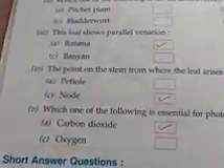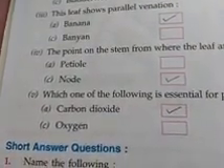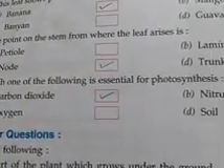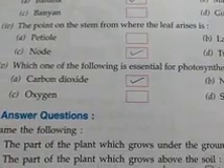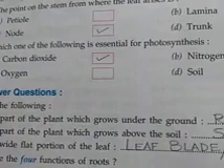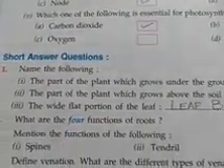Turn to the next page. Which one of the following is not an insectivorous plant? The correct answer is cactus. The leaf shows parallel venation. Answer is banana. The point on the stem from where the leaf arises is. Answer, node. Which one of the following is essential for photosynthesis? Answer, carbon dioxide.